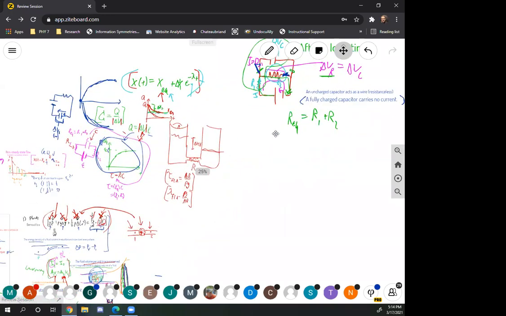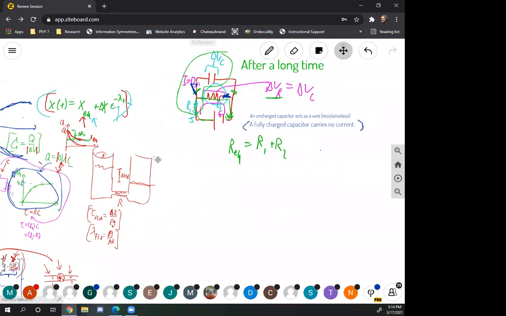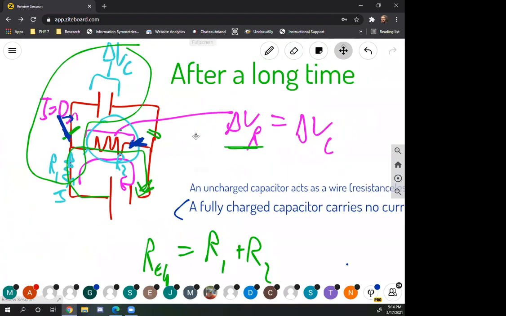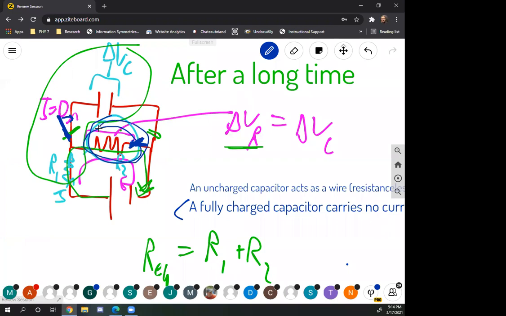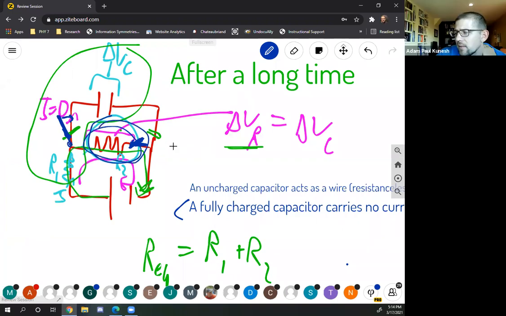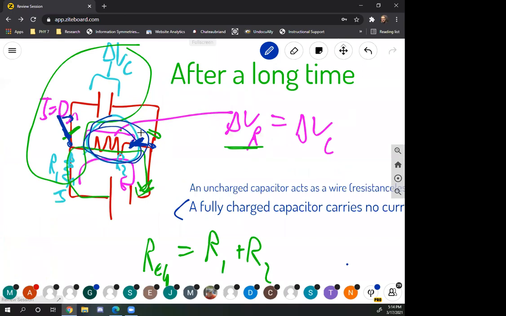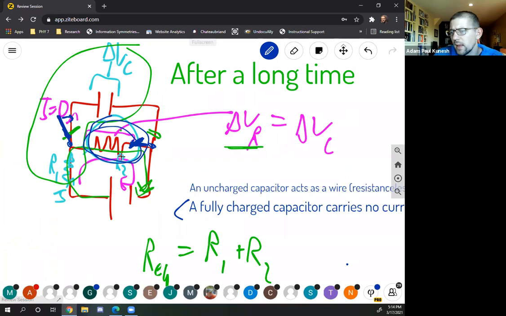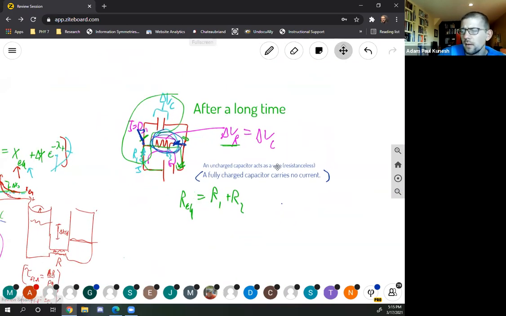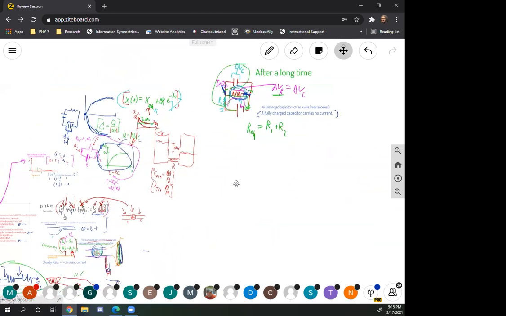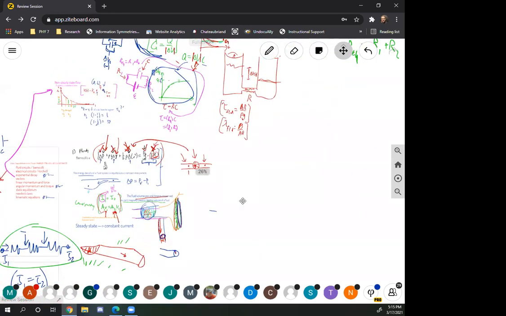One last real quick question. Is delta VR the R equivalent or just that one little resistor? In this context, I mean this resistor, the resistor that the capacitor is in parallel with. Again, though, we don't plan to ask questions about capacitors that are in parallel with only a resistor like this. It's a bit next level. Okay, thank you.